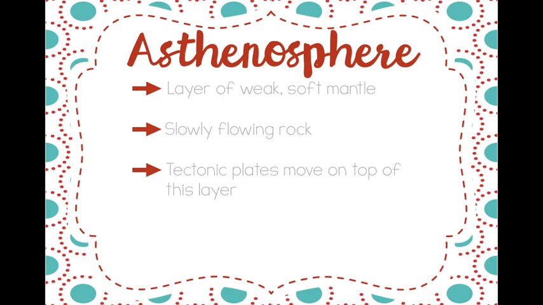The asthenosphere is another physical layer of Earth. It's a layer of weak, soft mantle and slow-flowing rock. The tectonic plates, which are in the lithosphere, move on top of the asthenosphere. So the lithosphere is obviously on top, and then next is the asthenosphere.